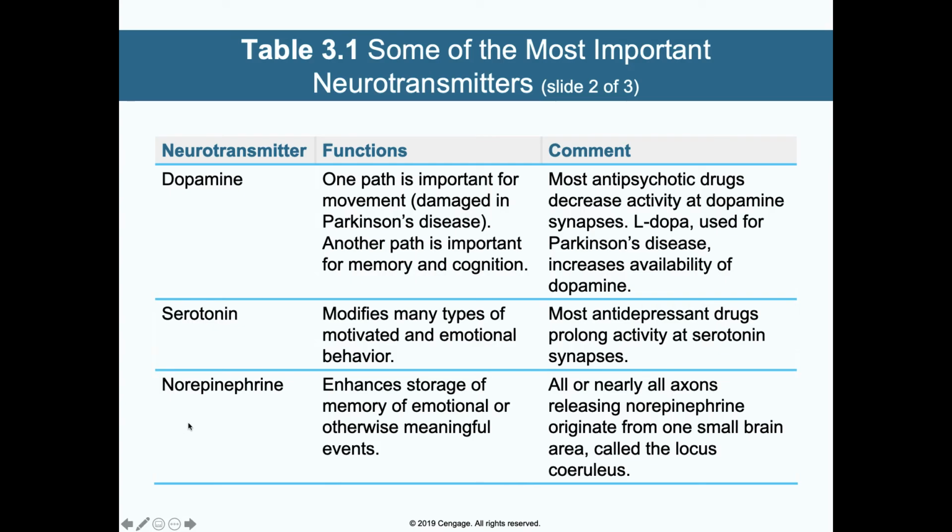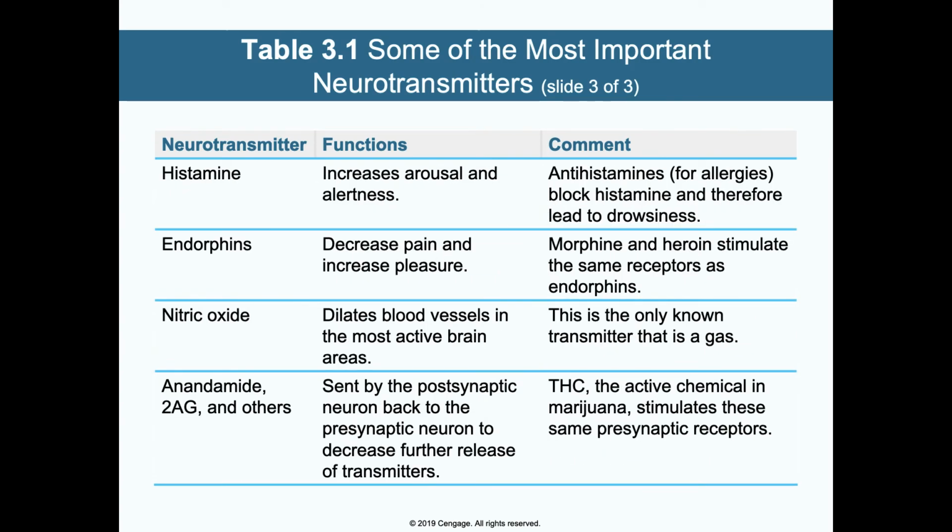In addition, there's norepinephrine, which of course has the main function of enhancing the storage of your memory of emotional or otherwise meaningful events. And again, all axons releasing this particular neurotransmitter start from one area of the brain and then go on to another. Okay, so again, keep in mind the big picture of neurotransmitters and what their function is to help. It's that chemical that makes that transition from one axon to one neuron to another over the gap or the synapses.